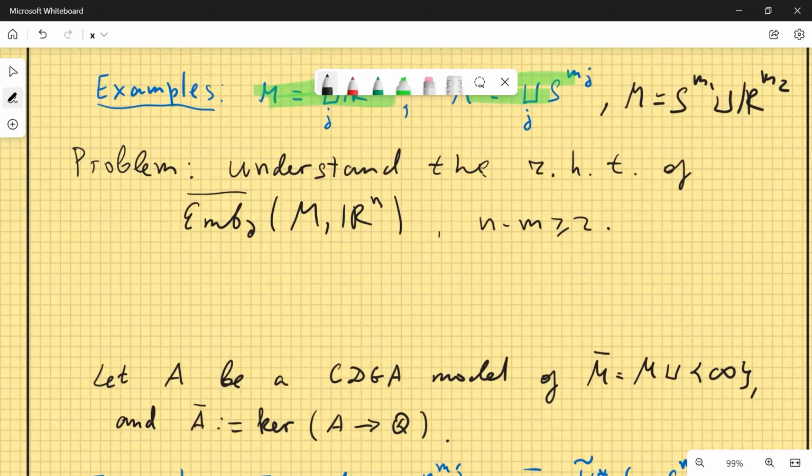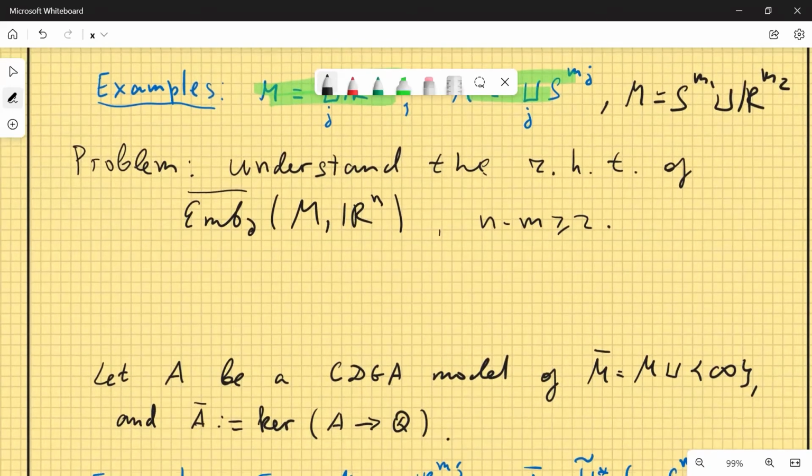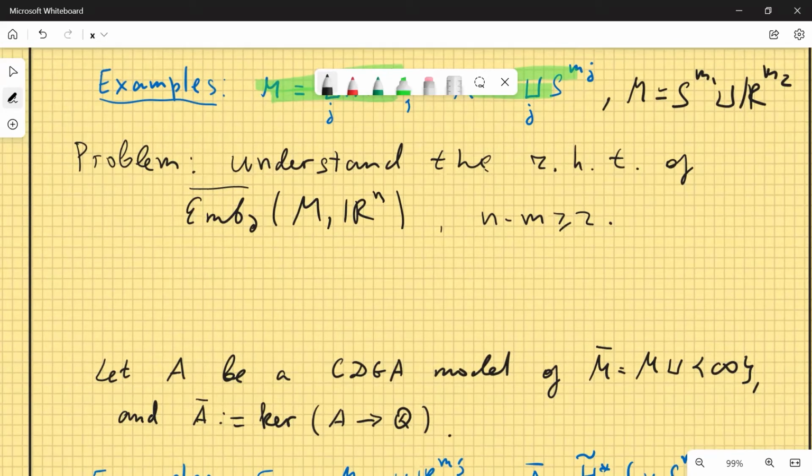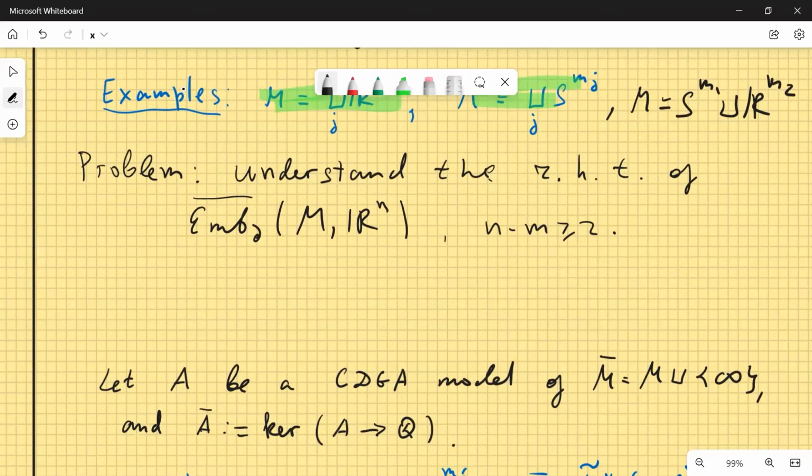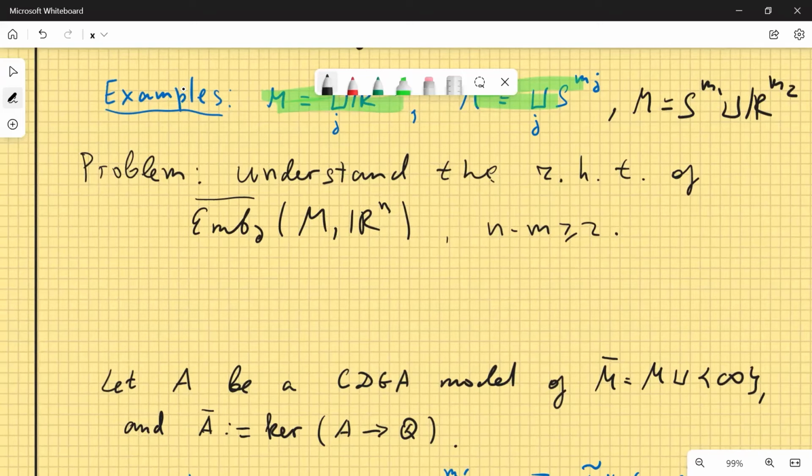And to do this, we are going to construct a certain hairy graph complex infinity algebra. So let's first let A be a CDGA model of the one-point compactification of M. So we add one point at infinity, and let A bar be the augmentation ideal with respect to the base point, which is infinity. With respect to this point at infinity we can take the augmentation ideal, and that's how we define A bar.